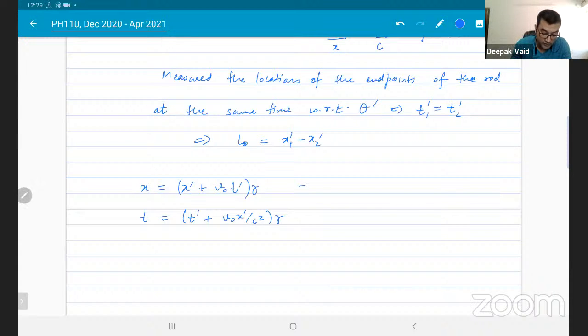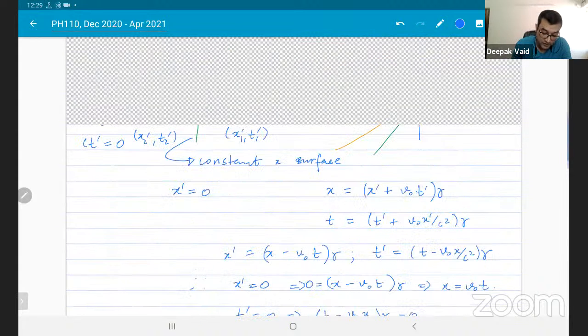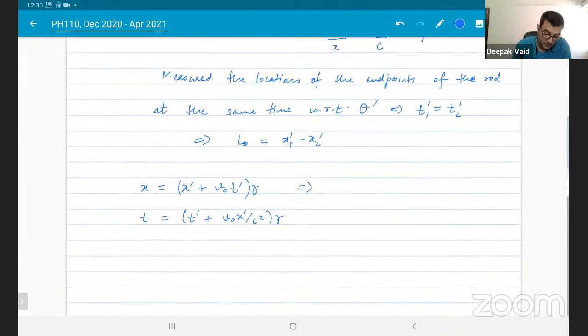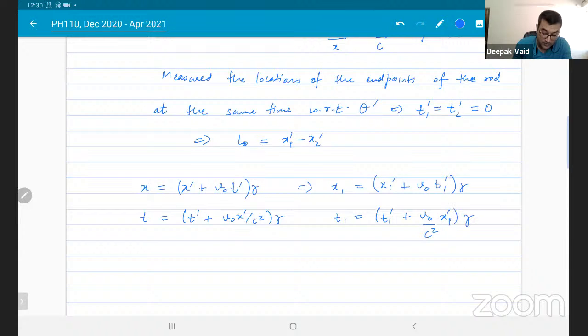So now what will be the location of the ends of the rod? The location of the ends of the rod as seen by O are at coordinates x1 comma t1 and x2 comma t2, right? So I can ask what is x1, t1 and x2, t2 in terms of the prime coordinates. x1 is equal to x1 prime plus v naught t1 prime, and we can set the initial time to be 0 just for convenience. Same thing, t1 is equal to gamma times t1 prime plus v naught by c square x1 prime. Now t1 prime is equal to 0, right?